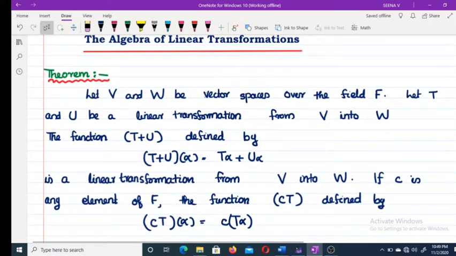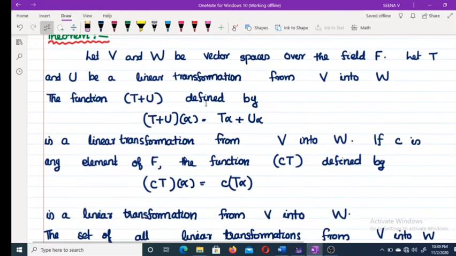Let V and W be vector spaces over the field F, and let T and U be linear transformations from V into W. Then the function T plus U, defined by (T plus U) of alpha equal to T alpha plus U alpha, is a linear transformation from V into W. Here T plus U is defined as (T plus U) of alpha equal to T of alpha plus U of alpha. Now there is another operation, scalar multiplication.